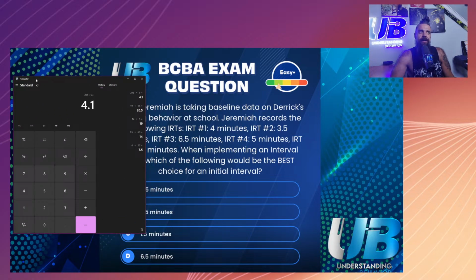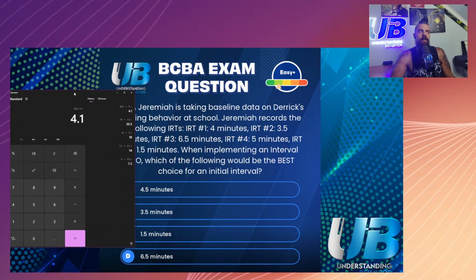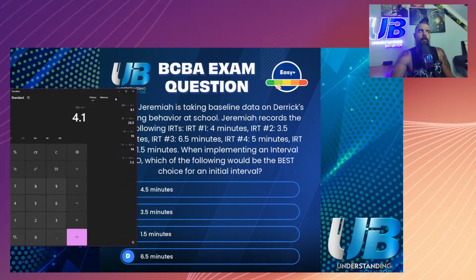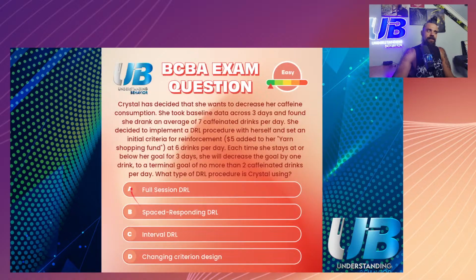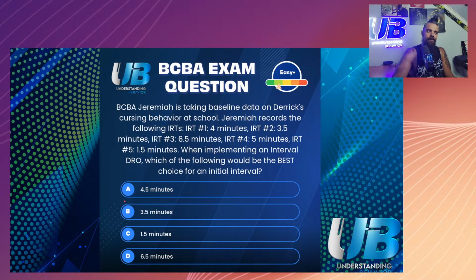I had to whip my calculator out for this. So what we had to do is add all of our IRTs together. If we did that, we got 20.5, and then we had 5 different IRTs. So divided by 5, that gets us to 4.1 minutes. Then for setting our DRO interval, we want to undercut that slightly. 3.5 is the only answer that just undercuts that slightly. 1.5 is going to be a really big undercut. 4.5 and 6.5 are over. So that's going to make B our best answer here at 3.5. Good job here, crew.